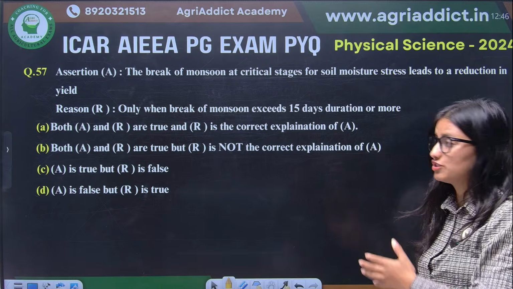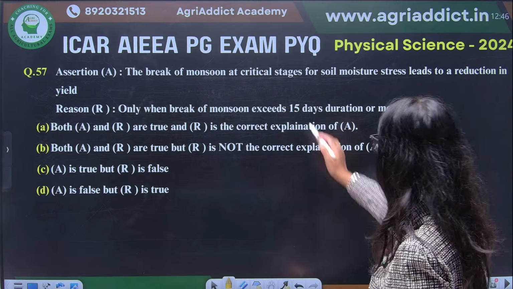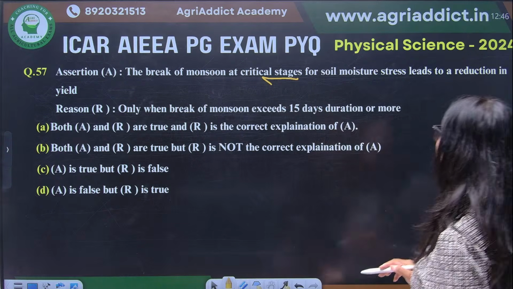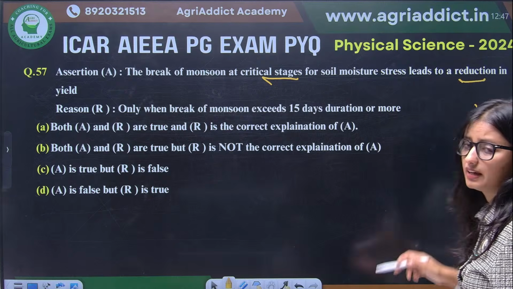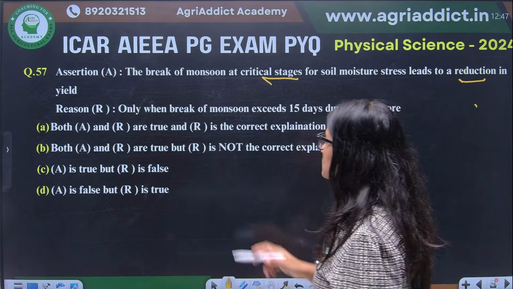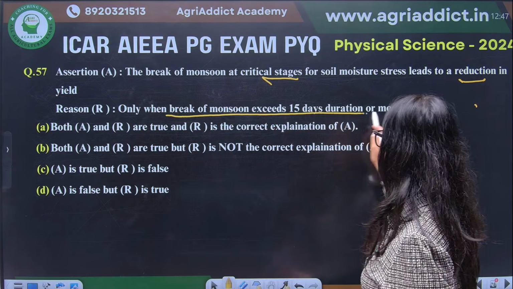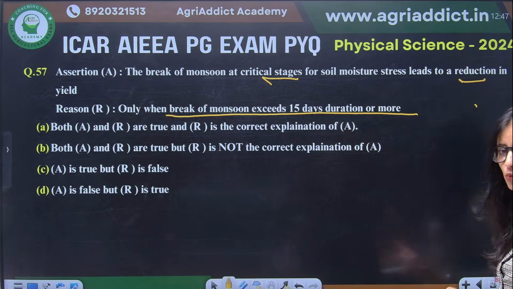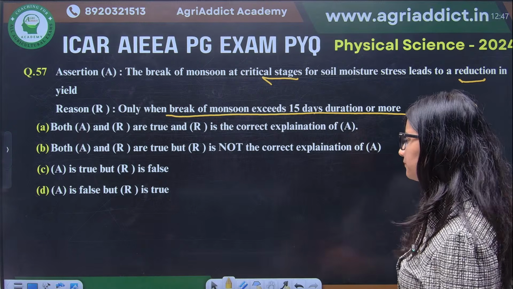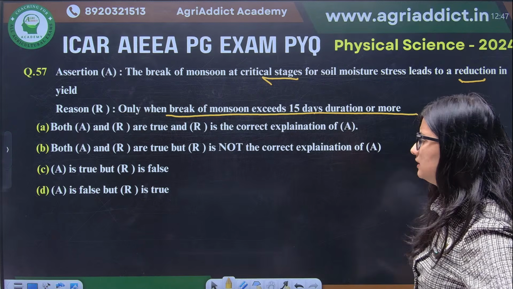This is assertion: break of monsoon at critical stages for soil moisture stress lead to a reduction in the yield. And the second is: only when break of monsoon exceeds 15 days duration or more. C? Why C?